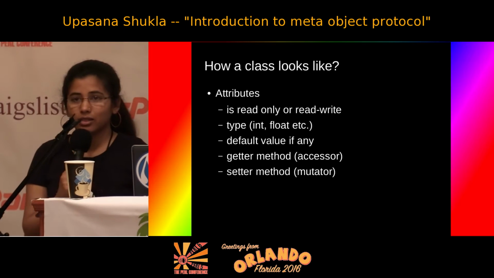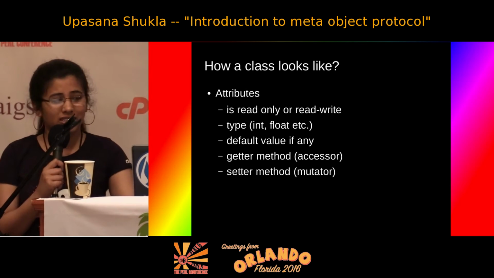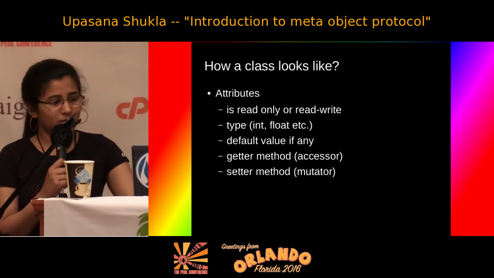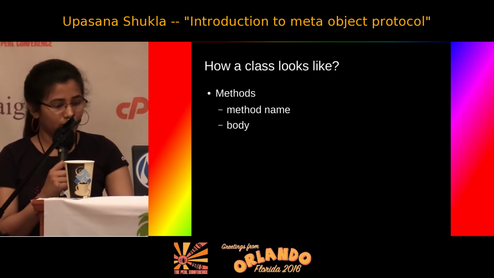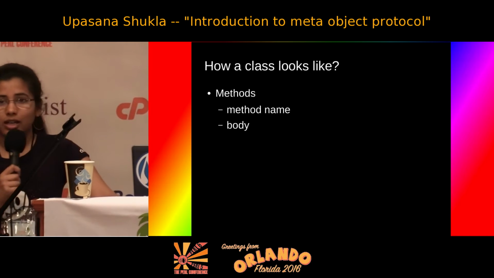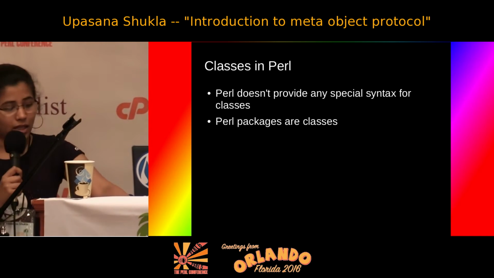Then getter method, that is also known as accessor method. It is used for reading the value of the attribute, and setter method, which is used for writing to the attribute. Then a class can have methods. A method can have a name and body of the method.